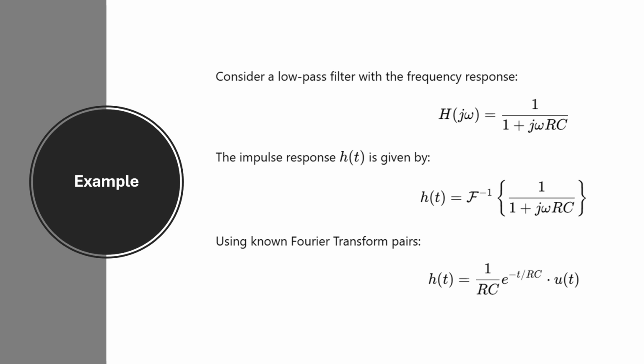Now if you wanted to find out the impulse response in the frequency domain, then this will be simply the same value, that is 1 divided by 1 plus j omega RC. But if you wanted to find it in the time domain, then just take the inverse Fourier transform, and you will get the value something like 1 by RC e to the power minus t by RC of u of t. So this will be the impulse response in the time domain.